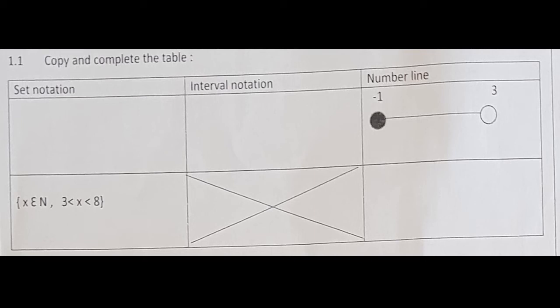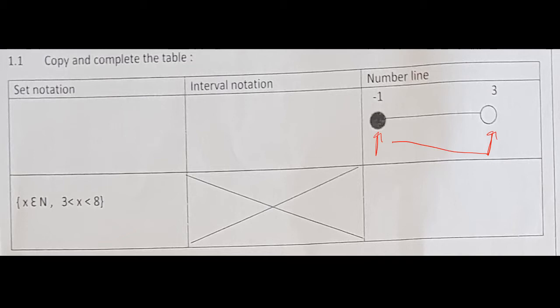Okay, copy and complete the table. So the first thing we will do is look at the set notation. But in order for us to look at the set notation, we need to look at the third box that's over here. So let's look at the -1 that's included. We look at the 3 that isn't included. So when we're writing our set notation, we need to write in that form there.